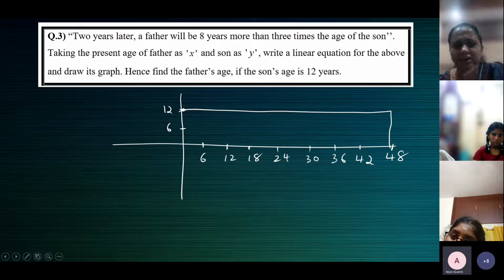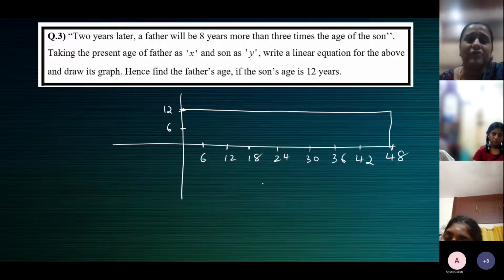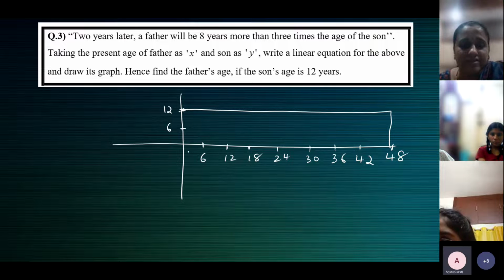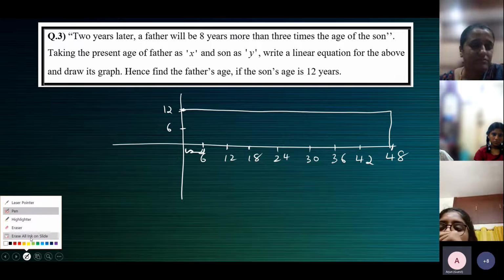Correct, you can take the scale as 1 centimeter is equal to 6 units on the x-axis and y-axis. But I'm just saying this. Now, listen carefully, children. This is your question, right, Danya? Yes, ma'am. Now, all of you listen. Let's just magnify this portion. I'll just show you.